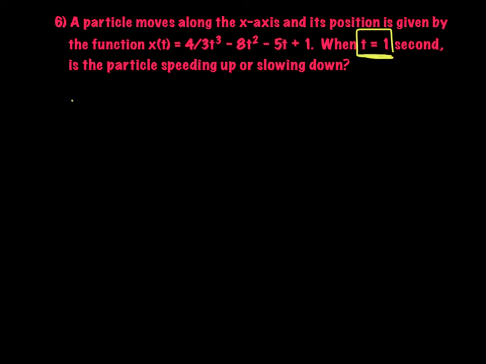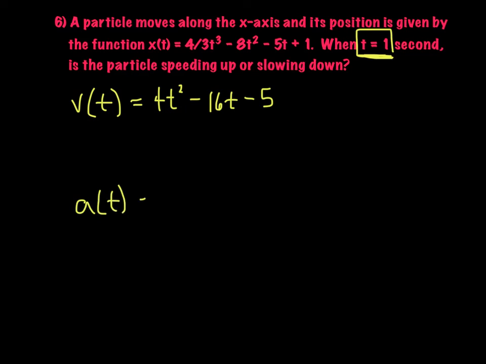So I'm going to go ahead and determine the velocity function, which of course is the derivative of x of t. So 4/3 times 3 is just going to be 4t squared minus 16t minus 5. Okay, I'll go on and find my acceleration function as well. So a of t, that's the derivative of velocity. So that's going to be 8t minus 16.